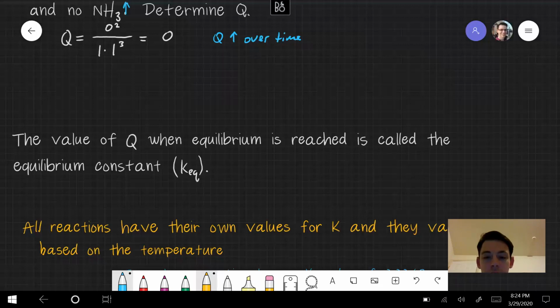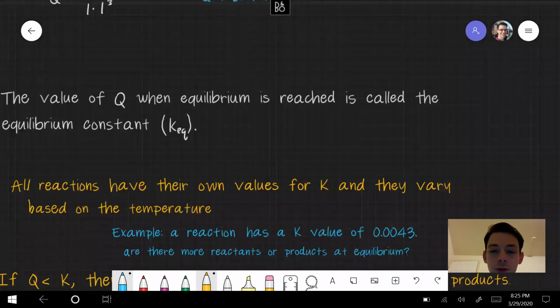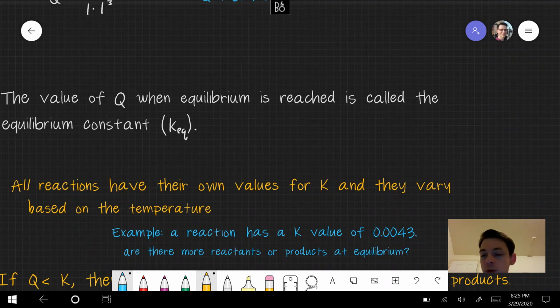And all reactions have their own values for K. And they vary based on the temperature, but they're unique to each reaction. So let's look at a quick example. If the reaction has a K value of 0.0043, that's actually the K value for the example we just did where nitrogen and hydrogen react. Okay, so it has a K value of 0.0043. Would there be more products or reactants at equilibrium?